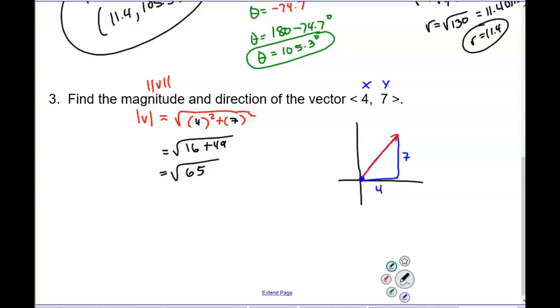And then if the directions say, now if this was a Schoology test, we couldn't type in the square root of 65. So it might say round to the nearest 10th. Or it might say round to the nearest 100th. If it's the nearest 10th, you get the magnitude of 8.1.